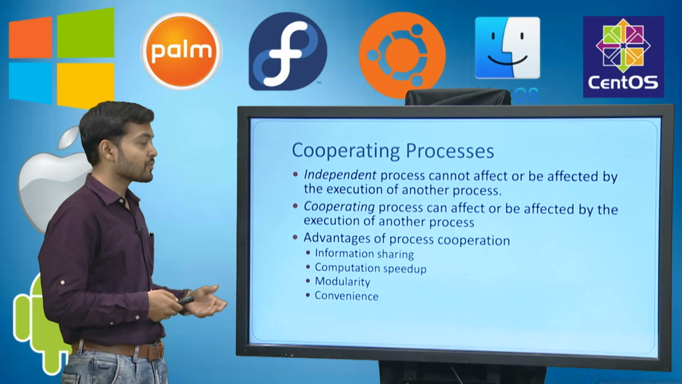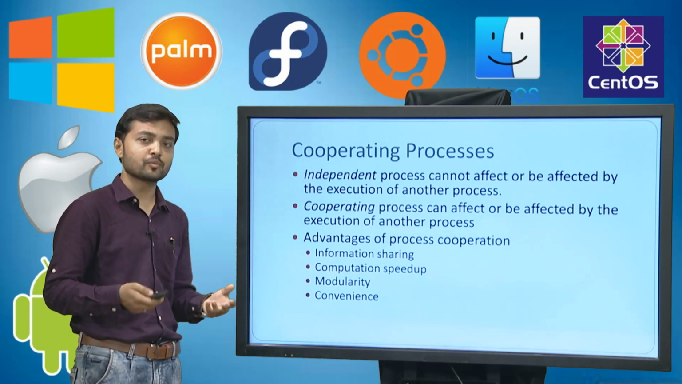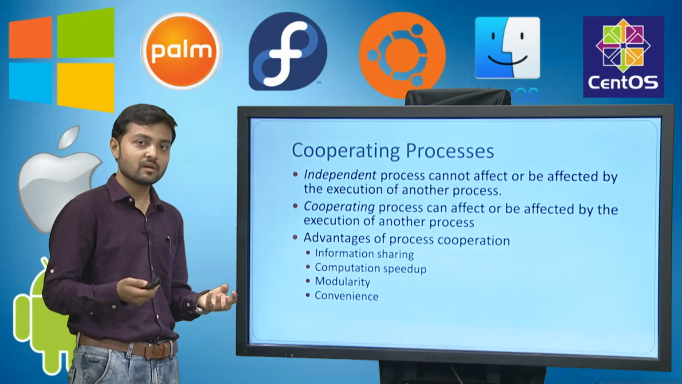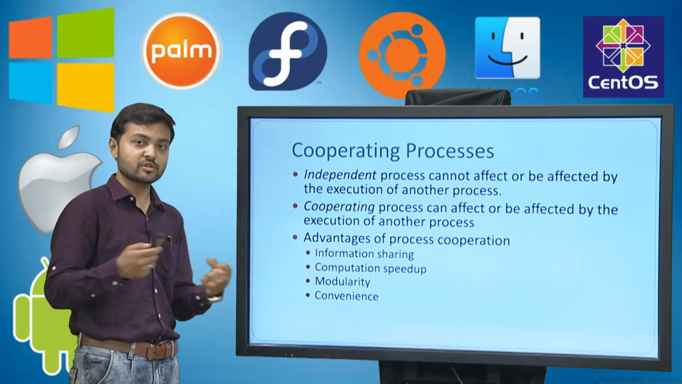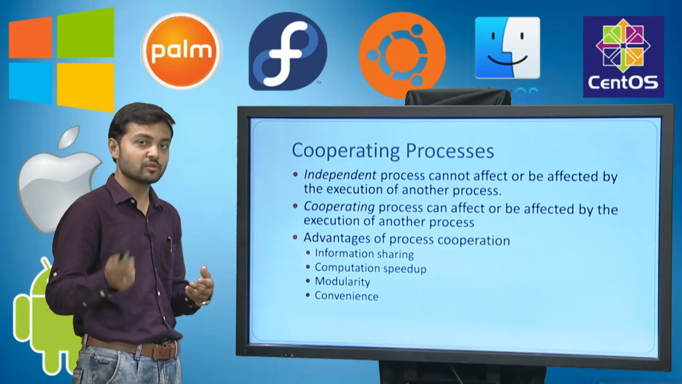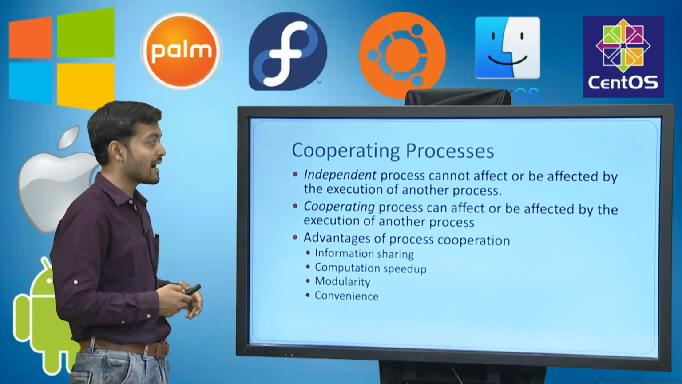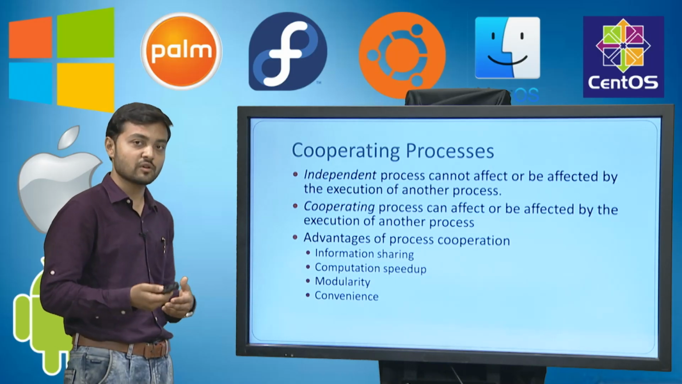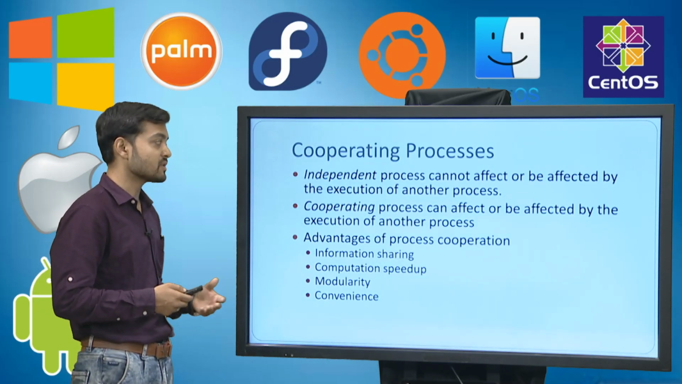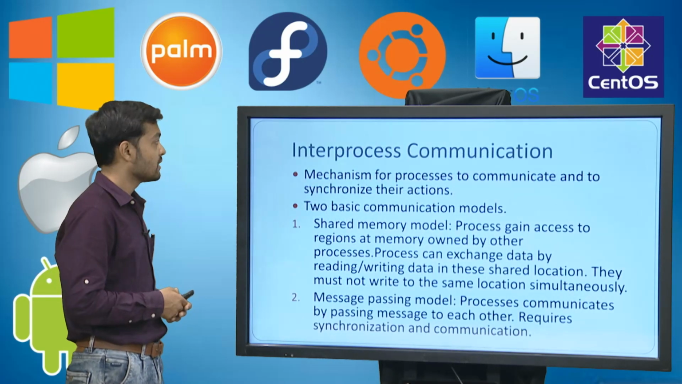Next are cooperating processes and independent processes. Cooperating processes are those which need to share information amongst them, to pass information between two processes. Then the two processes are called cooperating processes. An independent process can't affect or be affected by the execution of another process, whereas cooperating processes can affect or be affected by the execution of another process.